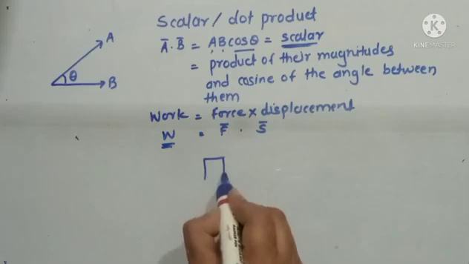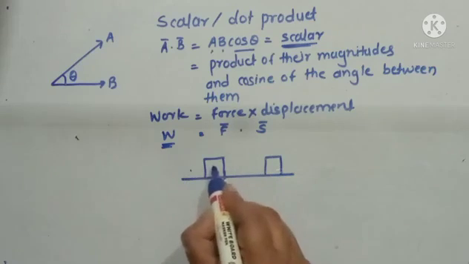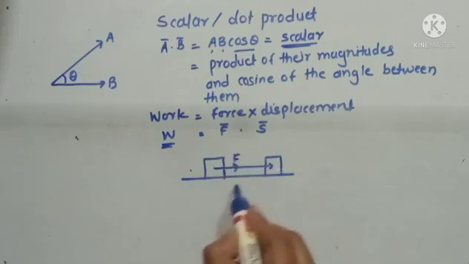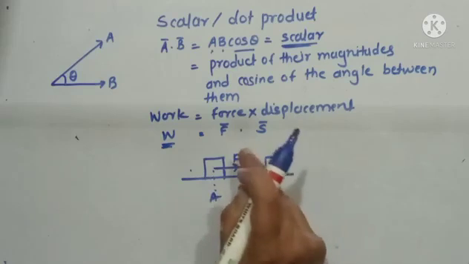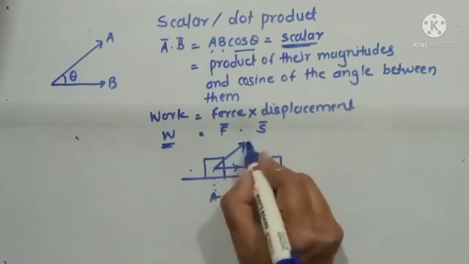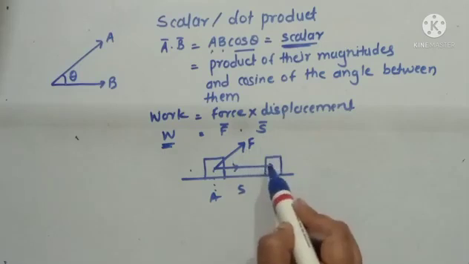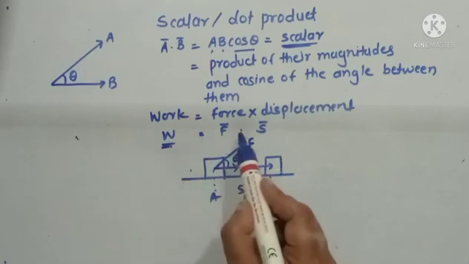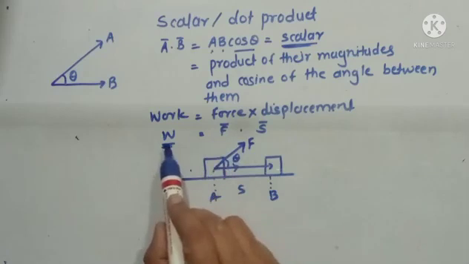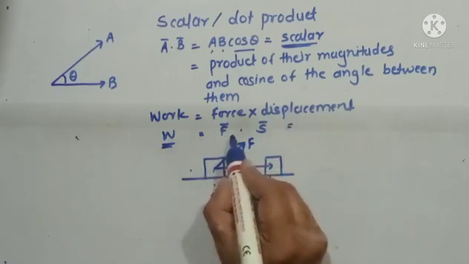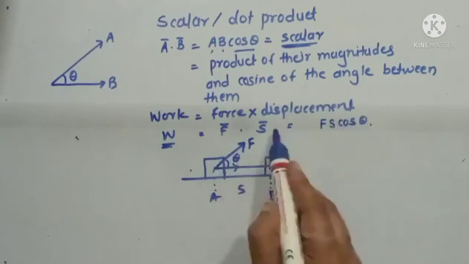For example, I have taken some block and if I apply some force on it, there will be some displacement from point A to point B. Suppose this force is not in the same direction: I apply the force in this direction and there is a displacement on this side. Now if this force and displacement make some angle with each other, then the work done is given by force into displacement. Force is a vector quantity, displacement is a vector quantity, but their product is a scalar quantity. That's why it is given by W equals F dot S, which is Fs cos theta.